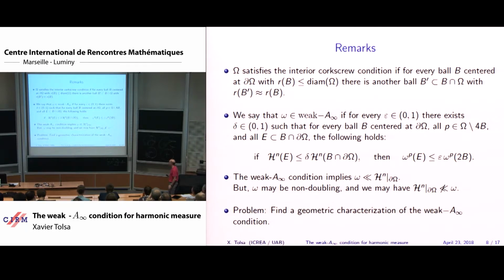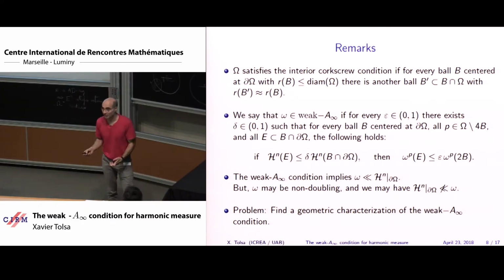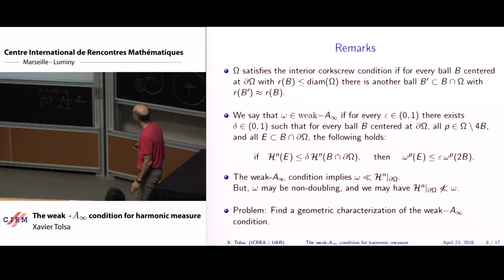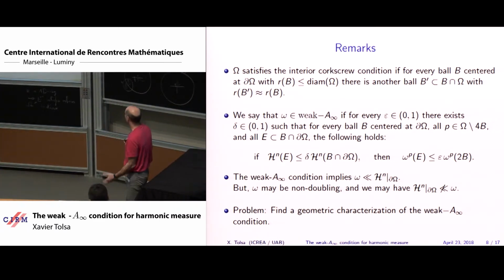Okay. So then, in view of the preceding result about the nice connection between LP solvability for the Dirichlet problem and the weak A infinity condition, a nice question consists in finding a geometric characterization of the domains for which the weak A infinity condition holds, because then we will also have a geometric characterization of LP solvability. And this is the main topic of this talk.